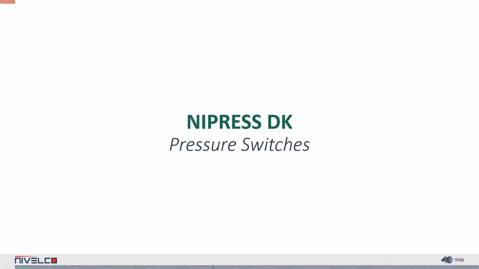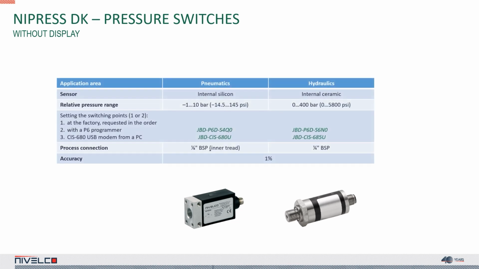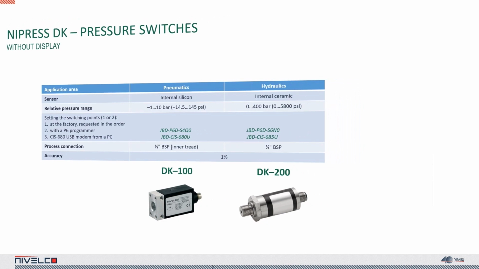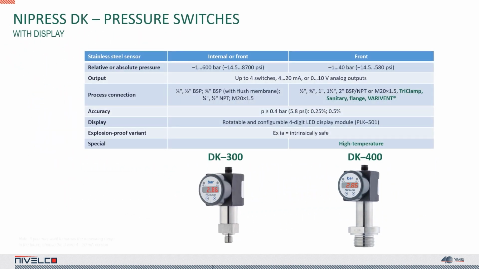Now let's talk about pressure switches. Basic pressure switches with no display coupled with a programmer unit are excellent for creating multiple measuring points to build a precise and reasonably priced system. Our most widely used pressure switch is the DK300, but if a hygienic connection or high temperature tolerance is required, the right choice is the DK400.